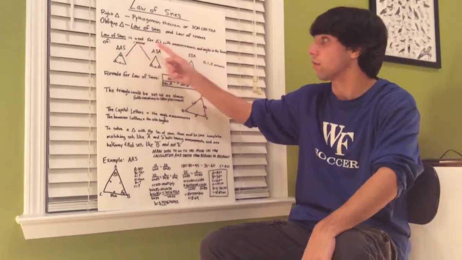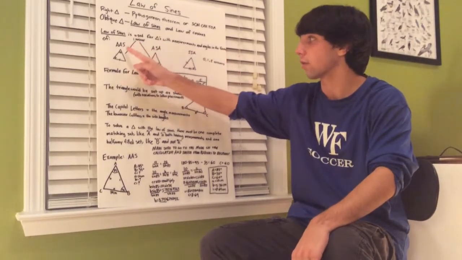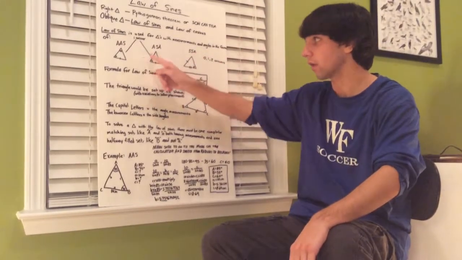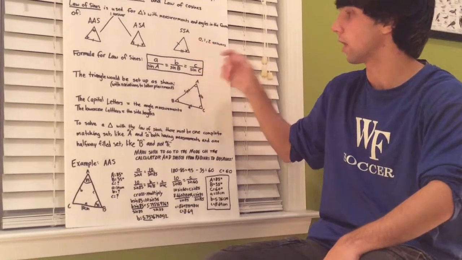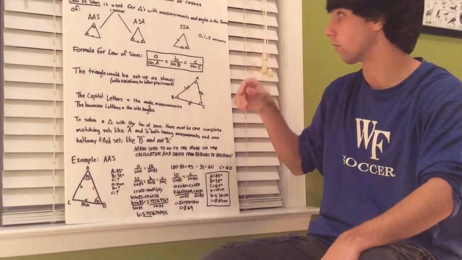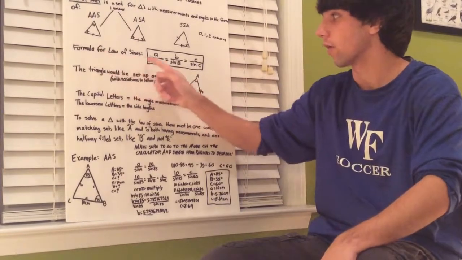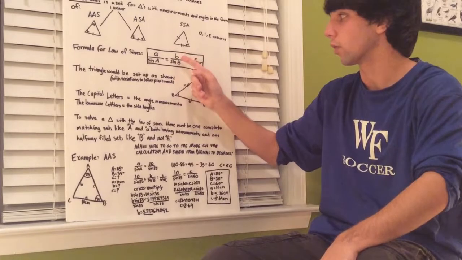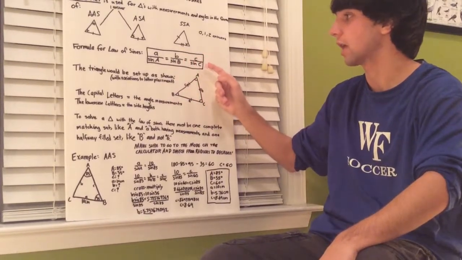The law of sines is used for triangles with measurements in the forms of angle, angle, side, angle, side, angle, and side, side, angle. The first two only have one answer, but the side, side, angle ones can have 0, 1, or 2 answers, but we'll get to that in a moment. The formula for the law of sines is lowercase a over sine capital A equals lowercase b over sine capital B equals lowercase c over sine capital C.